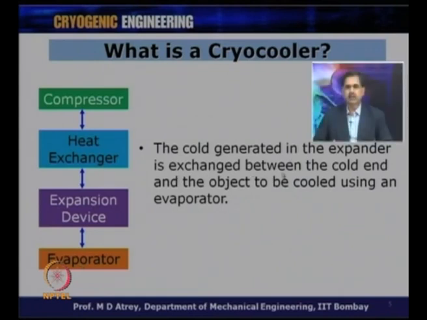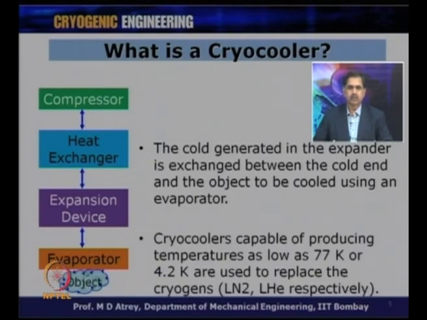The evaporator is the exchange between the cold end and the object to be cooled. Whatever object is to be cooled will be over here. So, the evaporator is nothing but a kind of heat exchanger which transfers this cold to the object to be cooled. All right. So, this is a closed cycle manner in which the cold will be generated and it will exchange this cold through the evaporator to the object to be cooled.